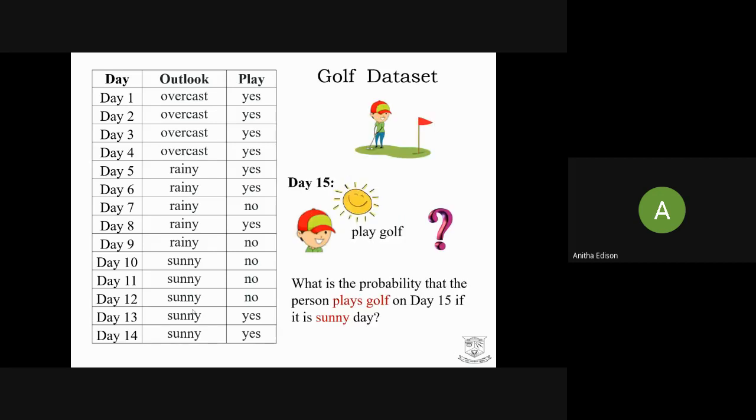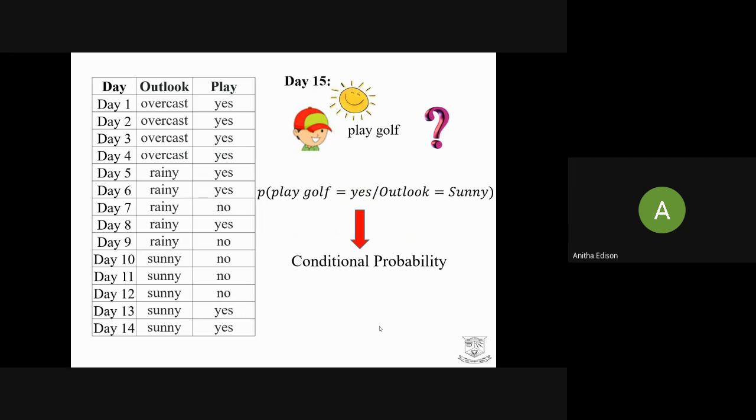And if that is given, I can use conditional probability. I can condition this probability of playing on what kind of day it was. So what is the probability I have on day 15? I'm given that it is a sunny day. So what is the probability that the person will play golf on day 15 if it is a sunny day? So let's see how we can use probabilities. I have to find the probability that the 15th day is a sunny day. So what is the probability that the person will play golf?